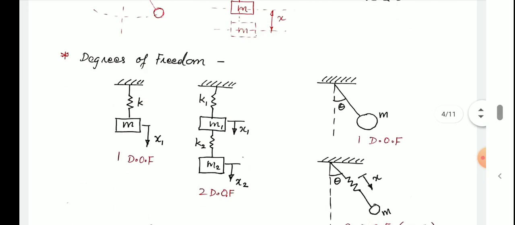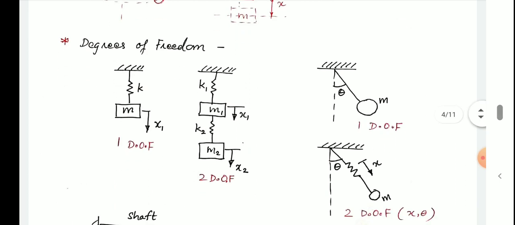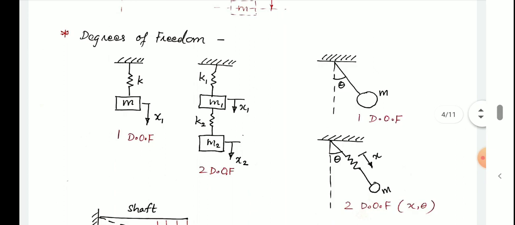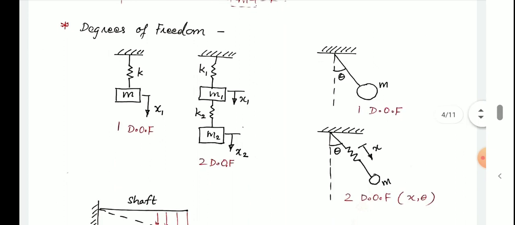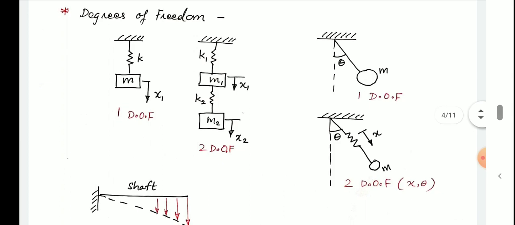Let us discuss degrees of freedom. What is degrees of freedom, specifically for this vibrating model? Consider three figures. The first figure consists of a mass and a single spring. To define the motion of the mass or that particular system, only one single variable x1 is enough. If we know the equation of x1, we can define that system. Hence that mathematical model or vibrating system is known as a single degree of freedom system.